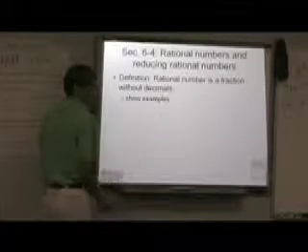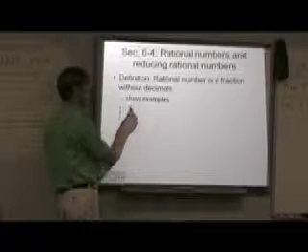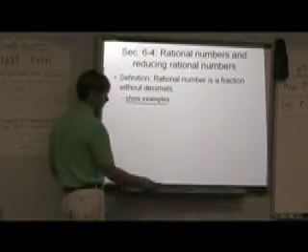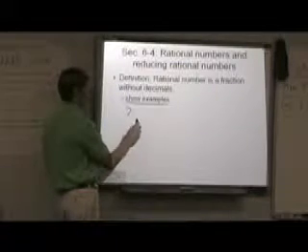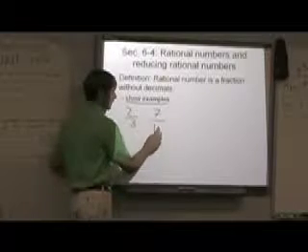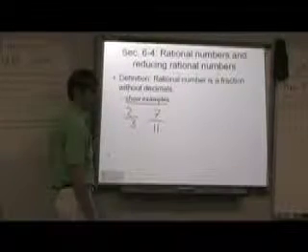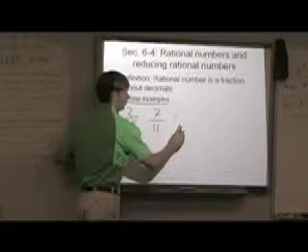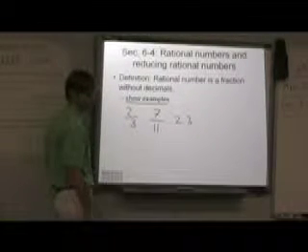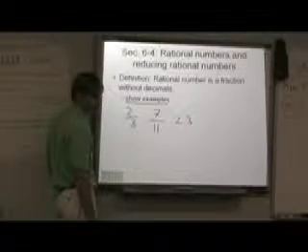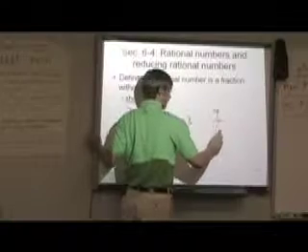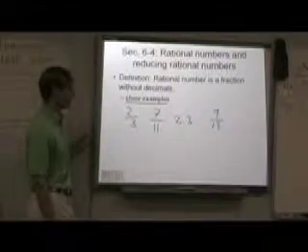So let me show you some examples of rational numbers. I want you to write down these examples of rational numbers. 2 over 3. 7 over 11. 2.3 over something is not rational if the bottom is 4. 9 over 13. All rational numbers.